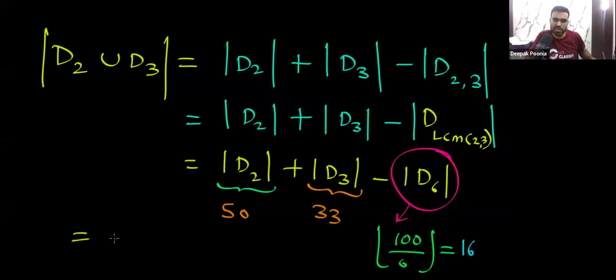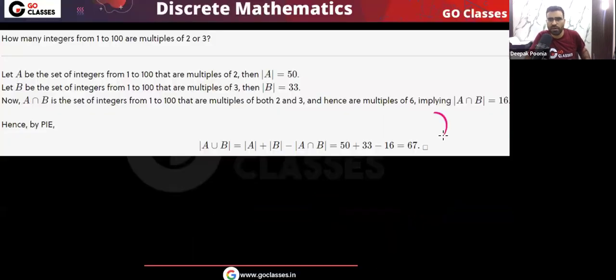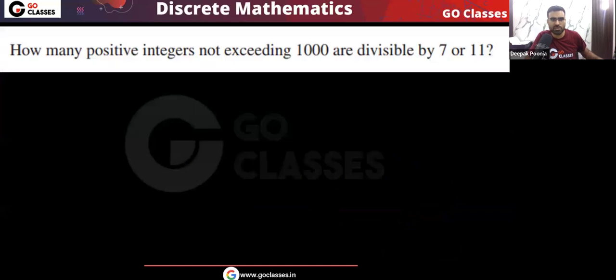So you can easily find the answer will be 50 plus 33 minus 16. This will be our final answer. Okay, so the final answer will be 67. Very simple question. Let's solve this question.